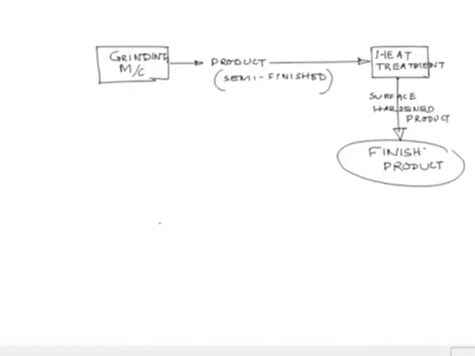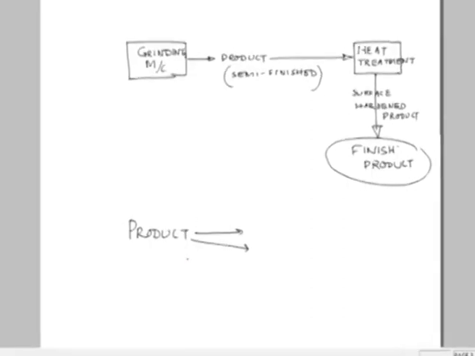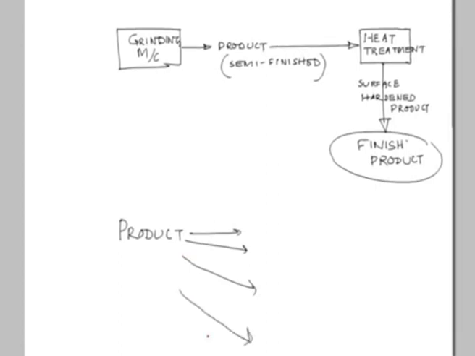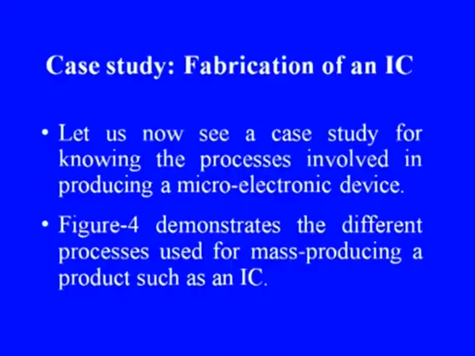Similarly, one particular product may need a number of processes, say process 1, process 2, as I have already discussed. So, the raw material will come through a number of processes, and finally we will obtain the product. Let us take an example.